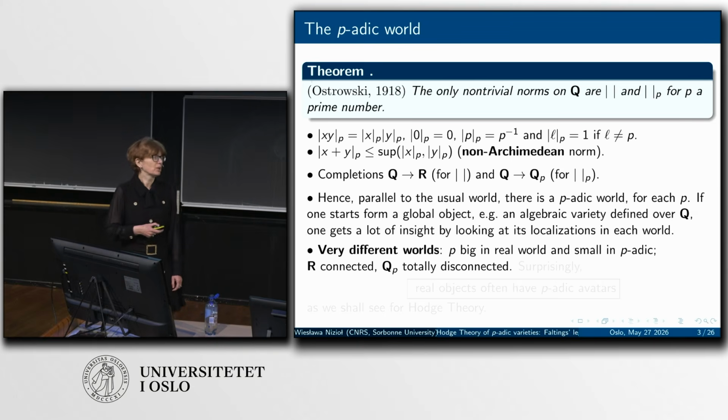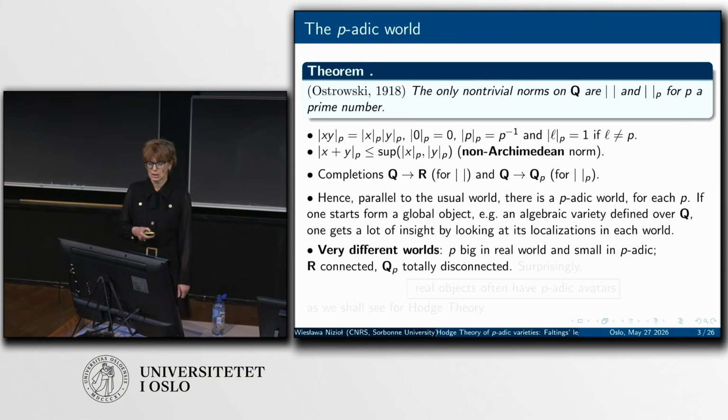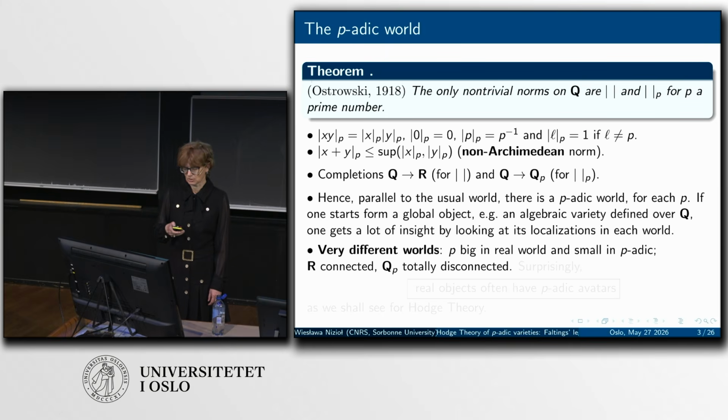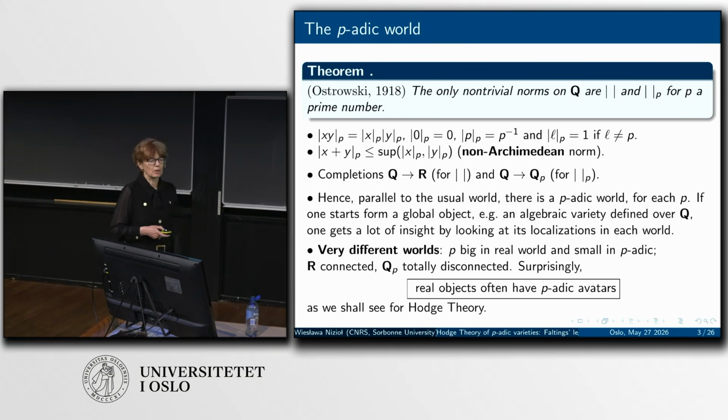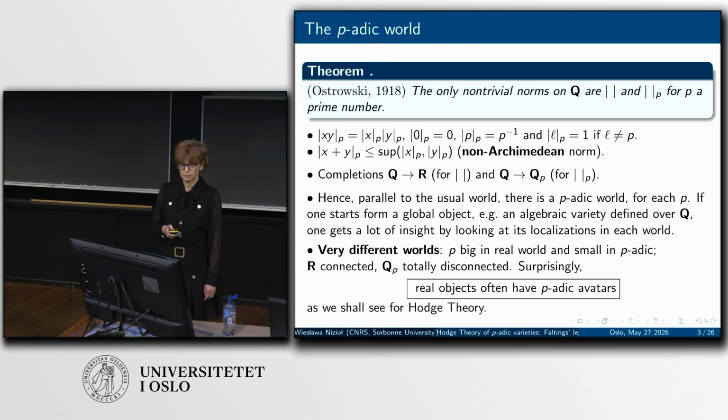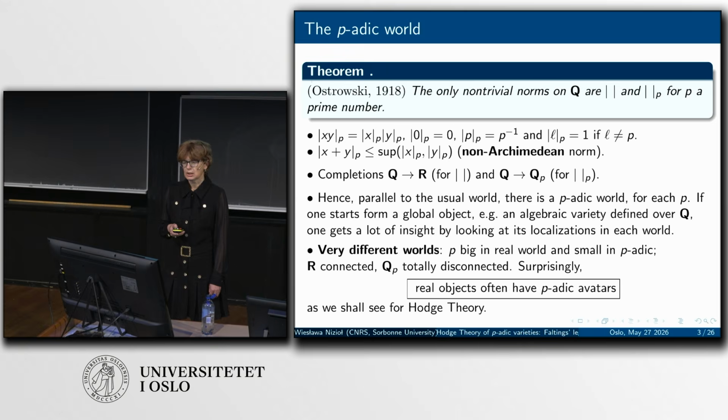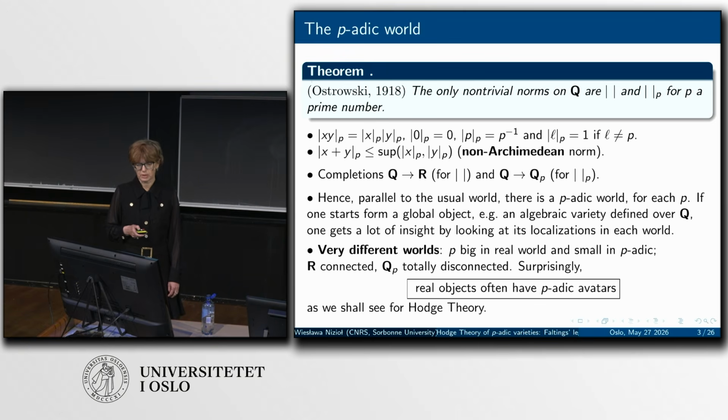Now the real world and the p-adic world are very different worlds. So if you look at primes p, they are small in the p-adic norm, but they tend to be big in the usual norm. And the real numbers are connected, and p-adic numbers are totally disconnected. So we have these dichotomies. On the other hand, very often we look at what happens over real numbers, and we try to find p-adic analogues of these objects. And this is what I want to talk about today, that is the p-adic analog of some elements of Hodge theory.